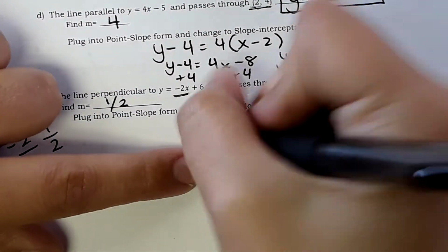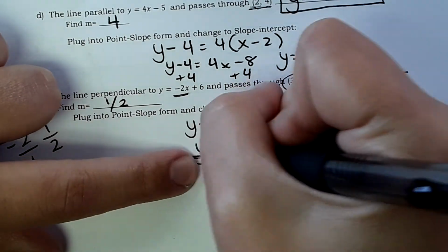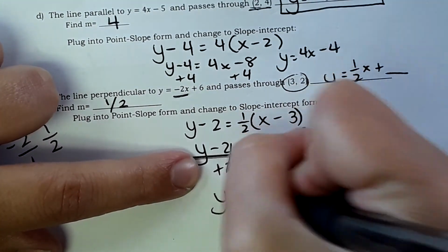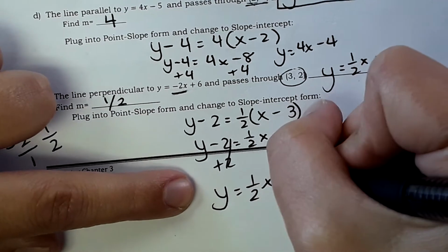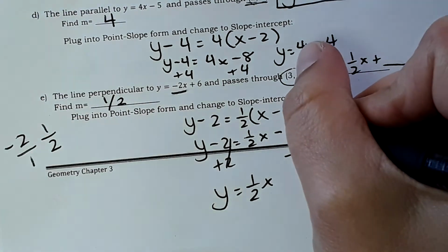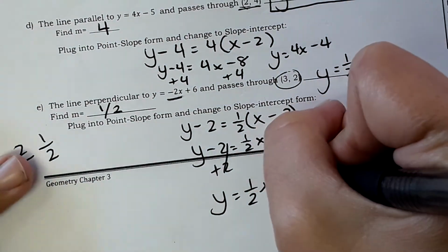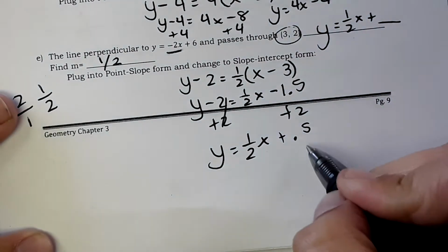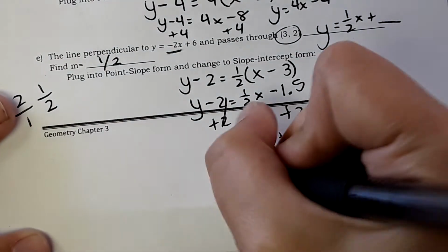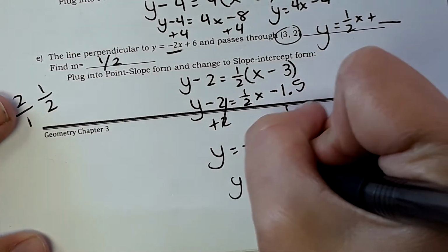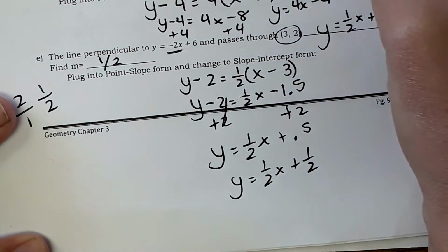And then from here, I'm going to add 2 to both sides. So now 2 plus negative 1.5 is going to be 0.5. The answer choices probably aren't going to have 0.5, so just recognize that that's 1/2. So y equals 1/2 x plus 1/2.